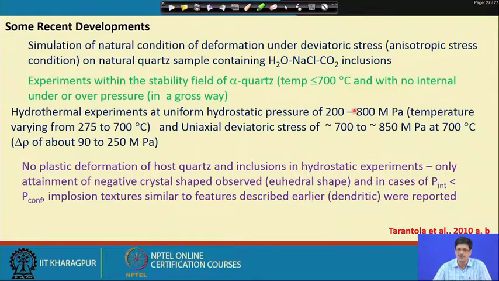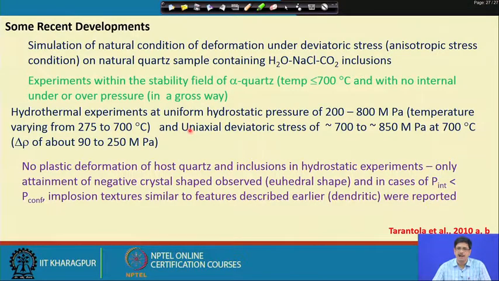at a higher pressure and temperature condition corresponding to the conditions of their original formation, and then they were subjected to uniaxial deviatoric stress at around 700 degrees Celsius at 850 megapascal, with the delta sigma, which is the difference between the greatest and the smallest principal stress axis, being about 90 to 250 megapascal.